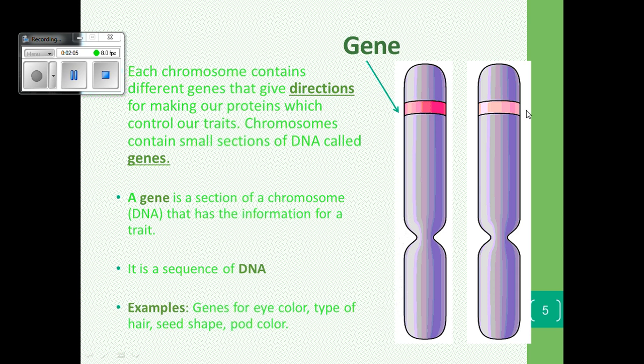On those chromosomes, you have genes, and these are the directions for making proteins. These are smaller segments of DNA that code for proteins that eventually cause your traits. And again, when we say smaller segments of DNA, it's a sequence of DNA. The letter combinations, the code that actually will code for things like eye color, type of hair, seed shape, or pod color.